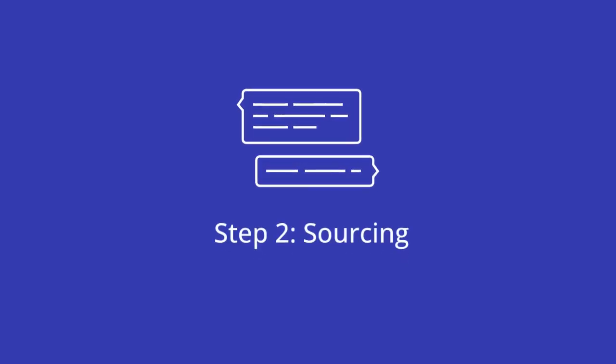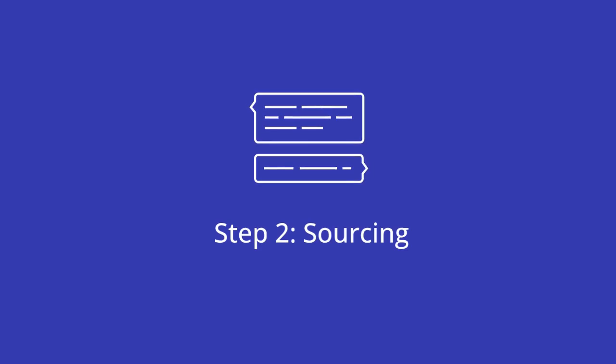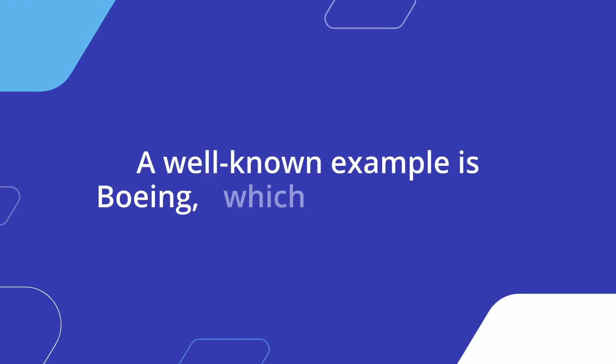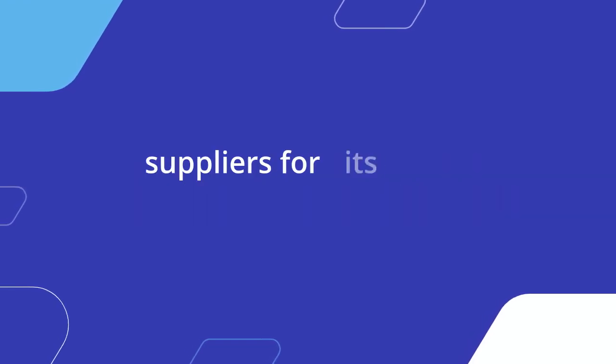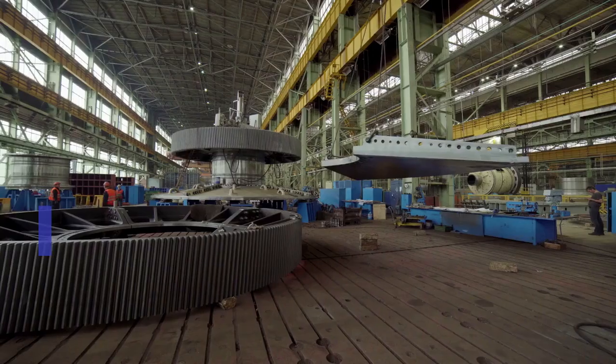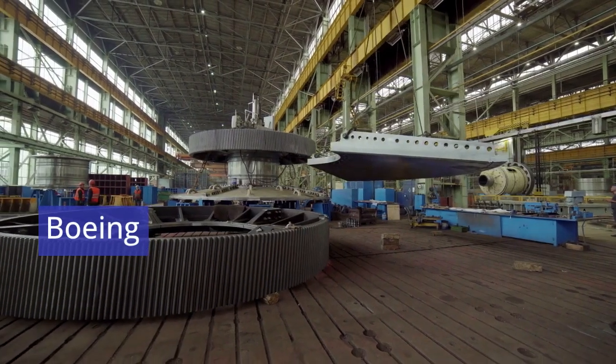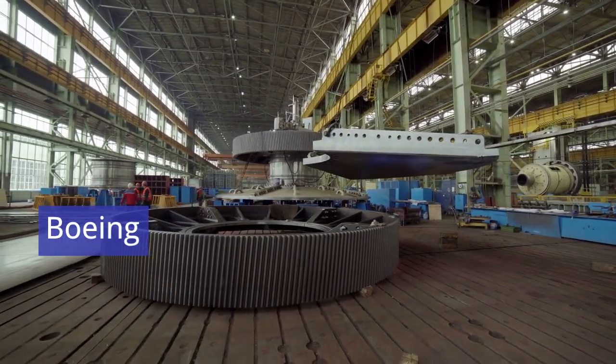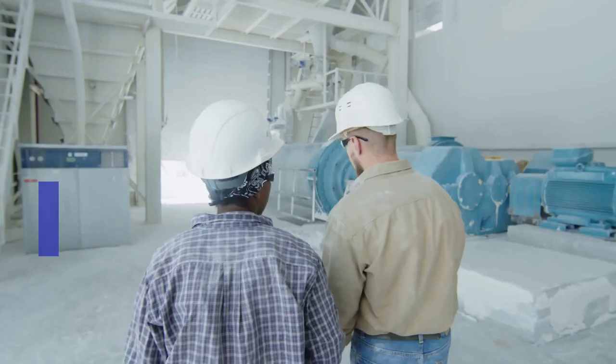Step 2. Sourcing is the process of identifying and selecting suppliers who can meet the company's material needs. A well-known example is Boeing, which carefully selects suppliers for its aircraft components. Boeing evaluates suppliers based on quality, reliability, and their ability to deliver parts on time.